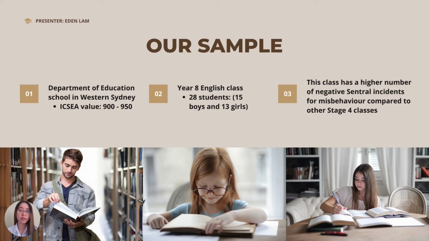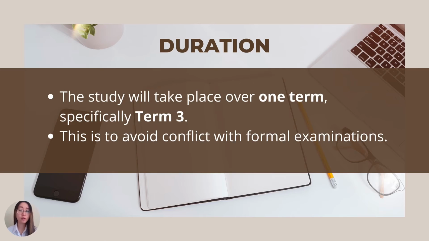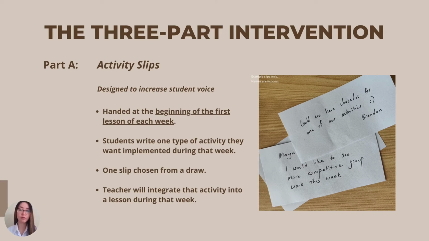We will conduct our study in a Department of Education school in Western Sydney with an ICSEA value between 900 and 950. This study will take place in one Year 8 English class consisting of 28 students with 15 boys and 13 girls. This class was selected because it presented a higher number of negative Central incidents for misbehavior in comparison to other Stage 4 classes. This data was extracted prior to the commencement of the intervention. The study will take place over the course of one term, specifically Term 3, in order not to intersect with formal examinations. The 3-part intervention will be implemented as follows.